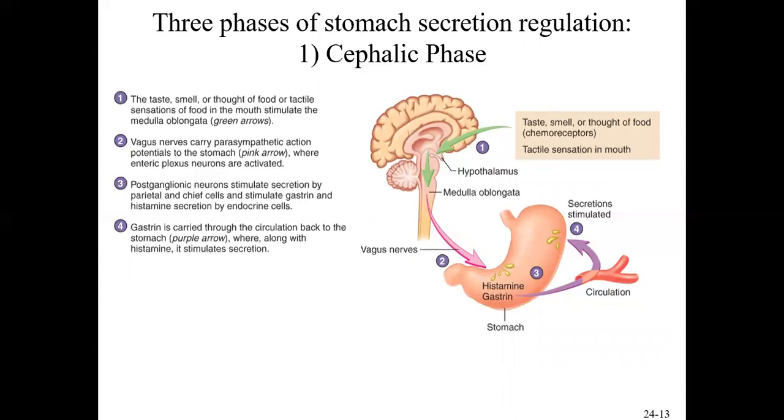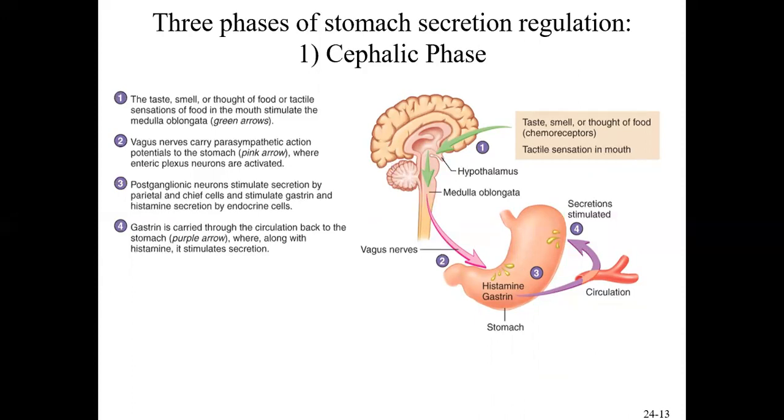And so number 1 is the first phase. It's called the cephalic phase. Of course, if you remember, cephalic refers to the head. Then you will realize that the cephalic phase is when you think about food, you start smelling food, you start tasting a little bit of food, and then the hypothalamus sends signals to the stomach to start the release of the stomach secretions.